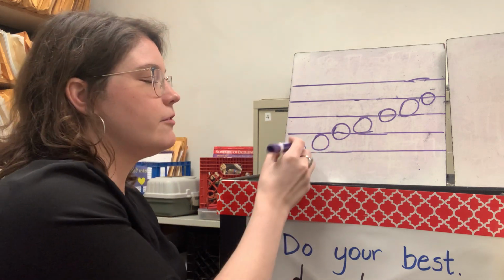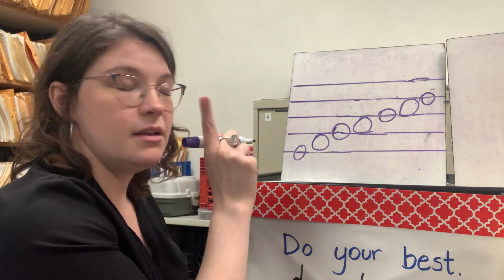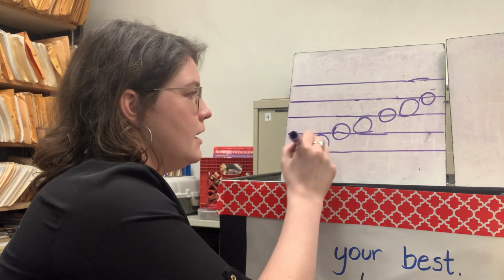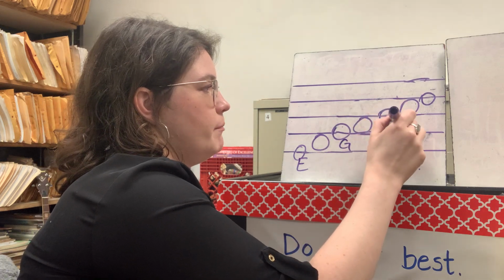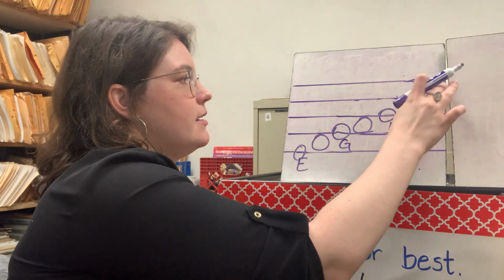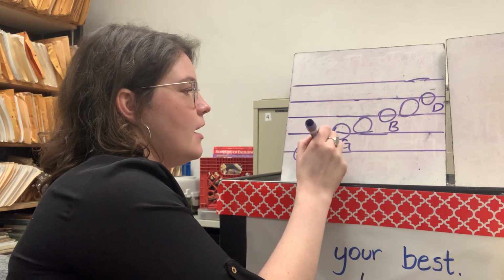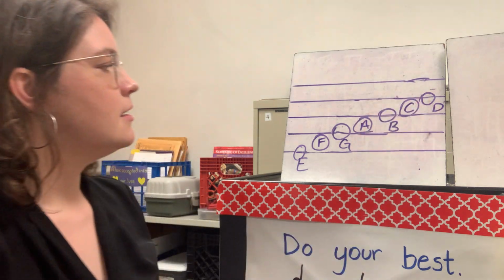And this one was our first line note. Our first line note is every, E. Next line note is good, G. Burger, B. D, deserves. Okay, so we got our line notes. Now our space notes are F, A, C.